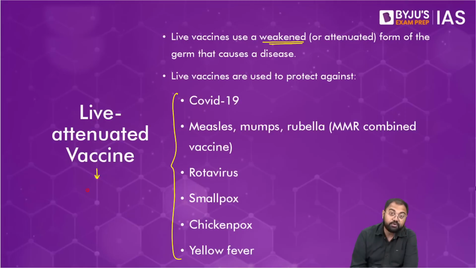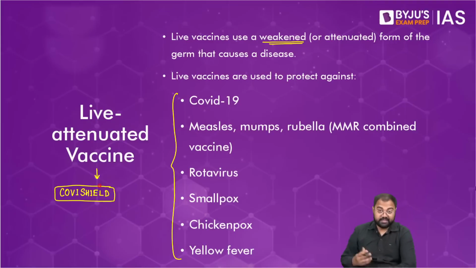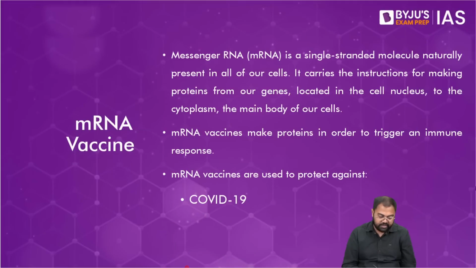And in terms of what we used against COVID-19, the Covishield vaccine was, or is rather, a live attenuated vaccine. All right. So that's why we see that these are being used against COVID-19. Then there are mRNA vaccines.